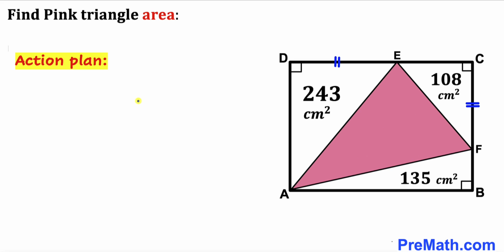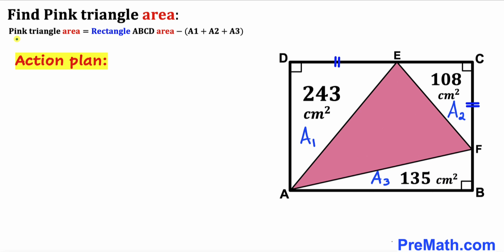And here's our action plan. Since we are interested in calculating the area of this pink shaded triangle, to make things simple, let's label the area of this shaded triangle ADE as AS of 1. The area of this triangle ECF I'm going to label as AS of 2. And finally, the area of this triangle ABF I'm going to label as AS of 3.